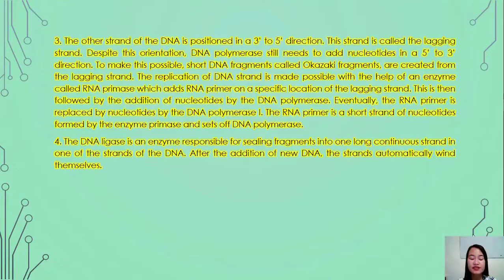Number 3, the other strand of the DNA is positioned in a 3' to 5' direction, so this strand is called the lagging strand. So despite this orientation, DNA polymerase still needs to add nucleotides in a 5' to 3' direction. So to make this possible, short DNA fragments called Okazaki fragments are created from the lagging strand. So kaya meron tayong short fragments of DNA. Ayan, so tinatawag yun na Okazaki fragments. The replication of the DNA strand is made possible with the help of an enzyme called RNA primase, which adds RNA primer on specific locations of the lagging strand.